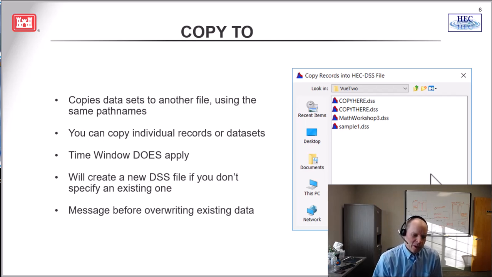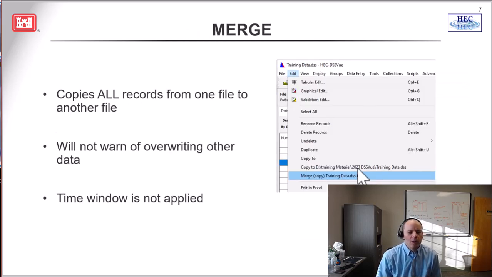But if you do a right-click copy again in the same session of DSSVue, it won't ask you what file to copy them to. It'll just assume you want the same. But if you did want to copy those to another file, a different file or a new file, use the menu, the top level menu, copy to. Merge does not apply anymore. That menu is missing.